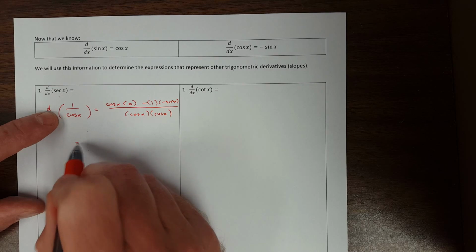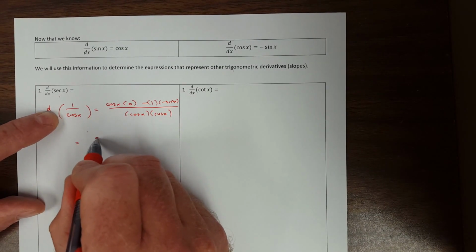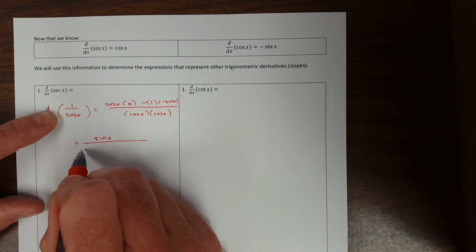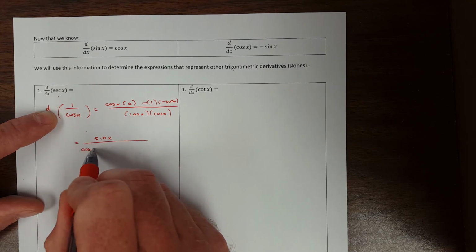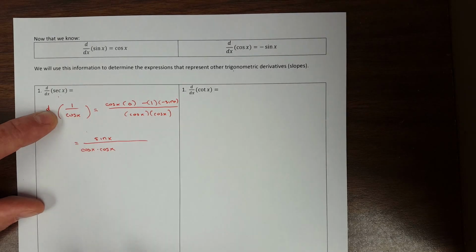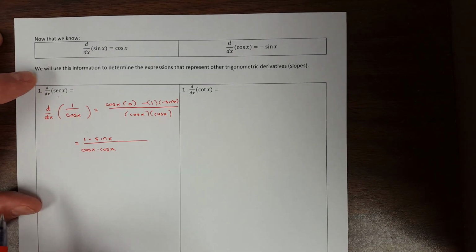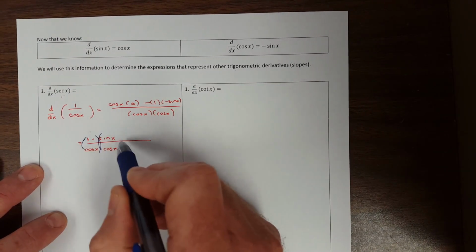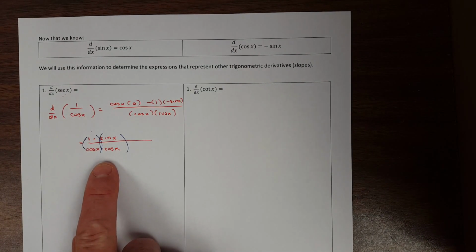Okay. So as I simplify, we have 2 negatives. That's positive. We have 2 negatives here, so that's going to be the sine of x. And here I have 2 cosine functions. So I'm going to take a look at it like this. And I'm going to write this a little differently and take a look at it like this. And this is a correct derivative, or this is a correct slope for our secant function.